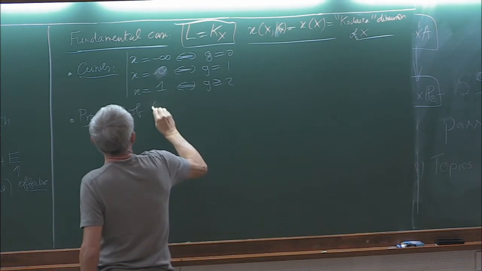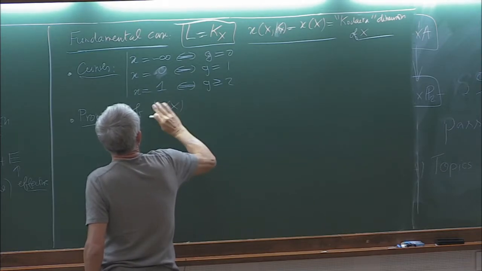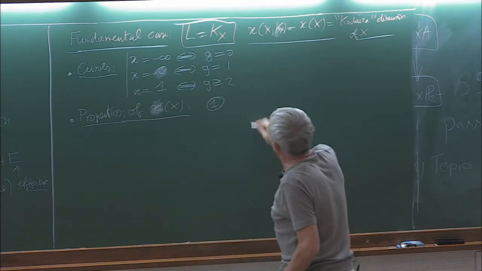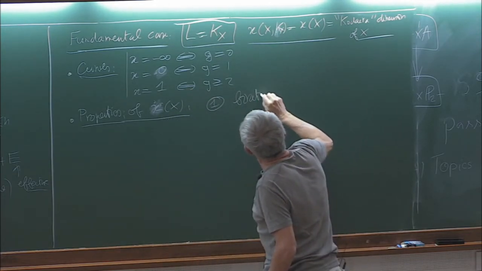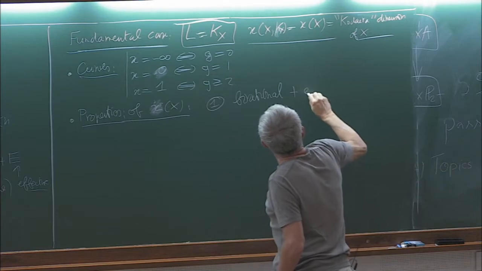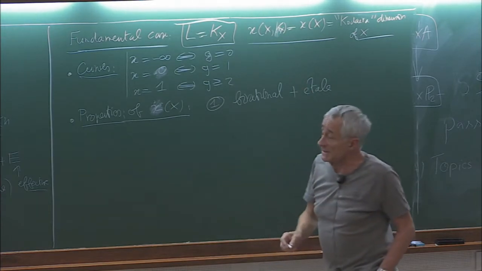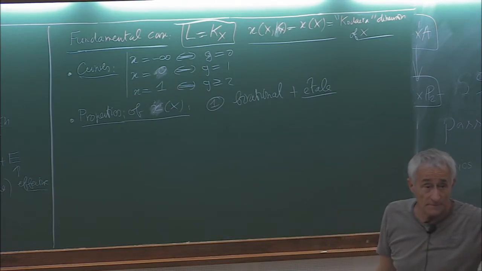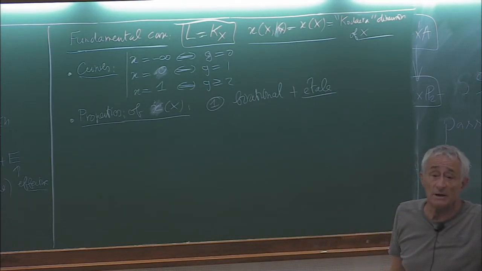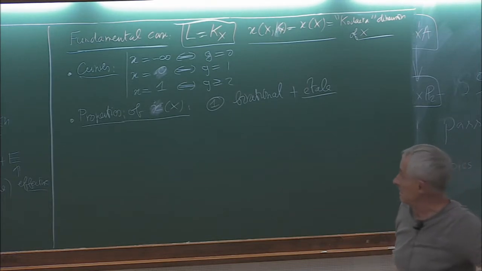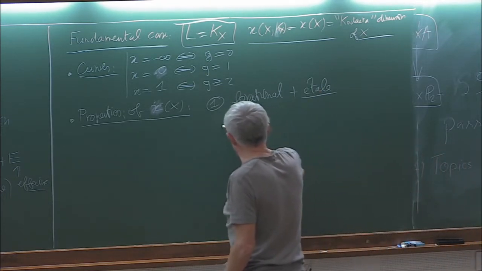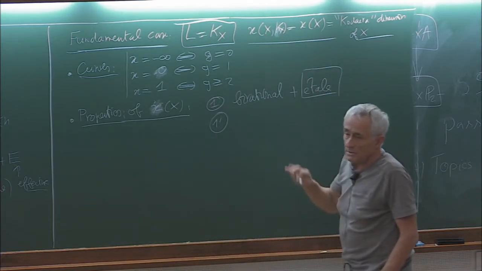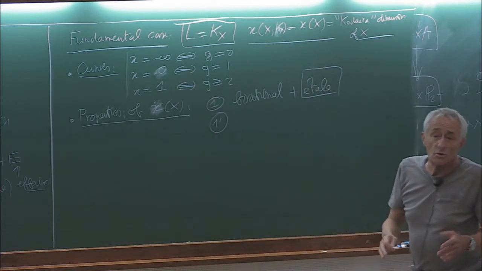Of kappa. Kappa of X. The first property is that this is a birational invariant, plus, and now this is a pleasant thing, this is étale. So this means that if you take an étale cover of some X, it will have the same Kodaira dimension.